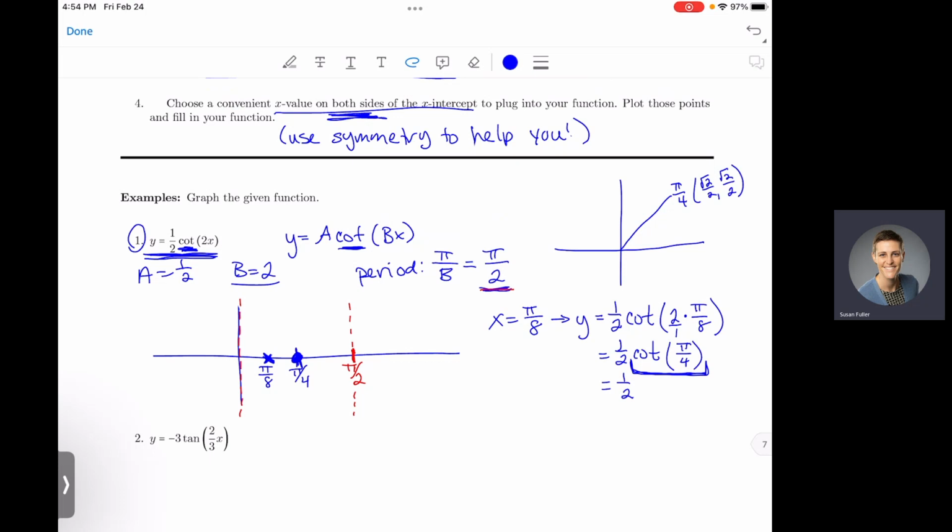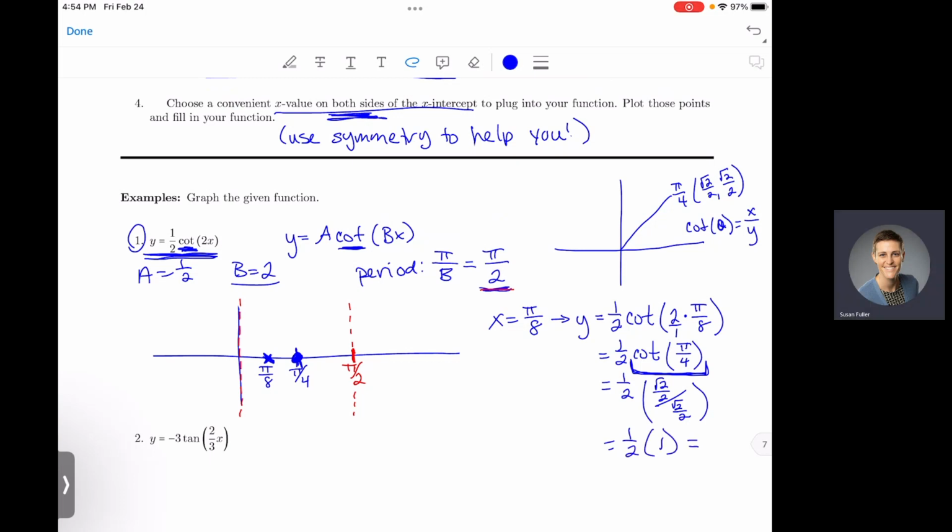To calculate cotangent from an ordered pair on the terminal side of your angle, you're going to do x over y. So the cotangent of pi over 4 is root 2 over 2 divided by root 2 over 2. Root 2 over 2 divided by itself is just 1.